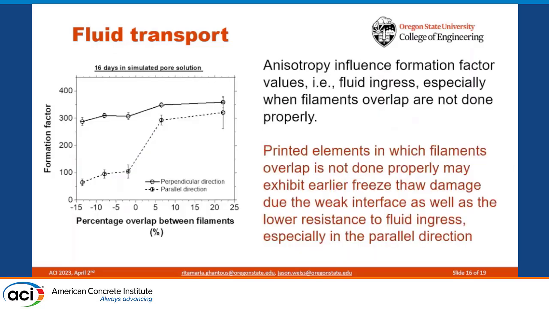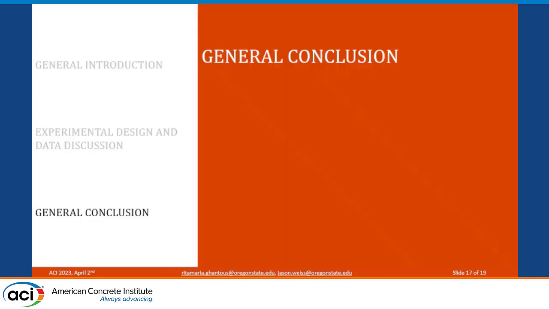So the results look like this. The perpendicular direction is a straight line, and the parallel direction is a dotted line. You can see that when you don't have good overlap between filaments, the formation factor decreases in the perpendicular direction, but even more in the parallel direction. So anisotropy does impact fluid ingress, especially if the print process parameters are not well defined. A printed element in which filament overlap is not properly done may exhibit earlier freeze-thaw damage due to this weak interface.